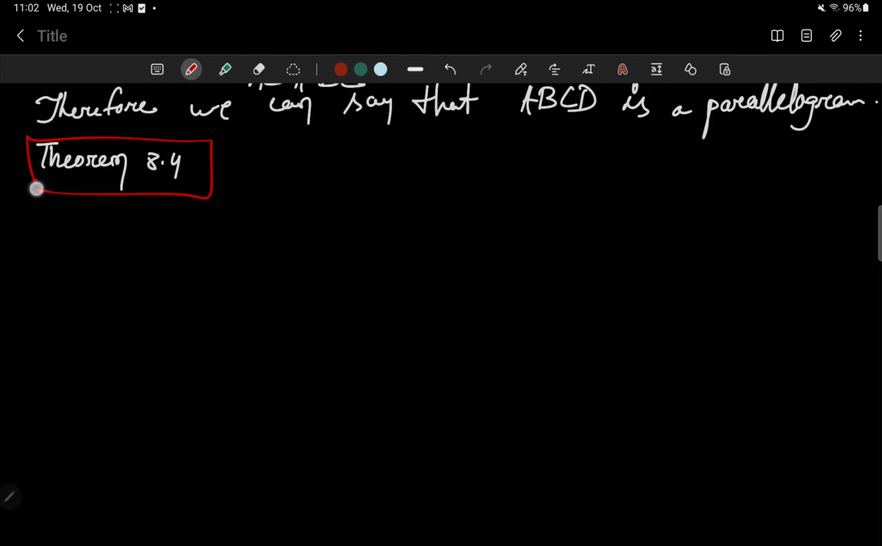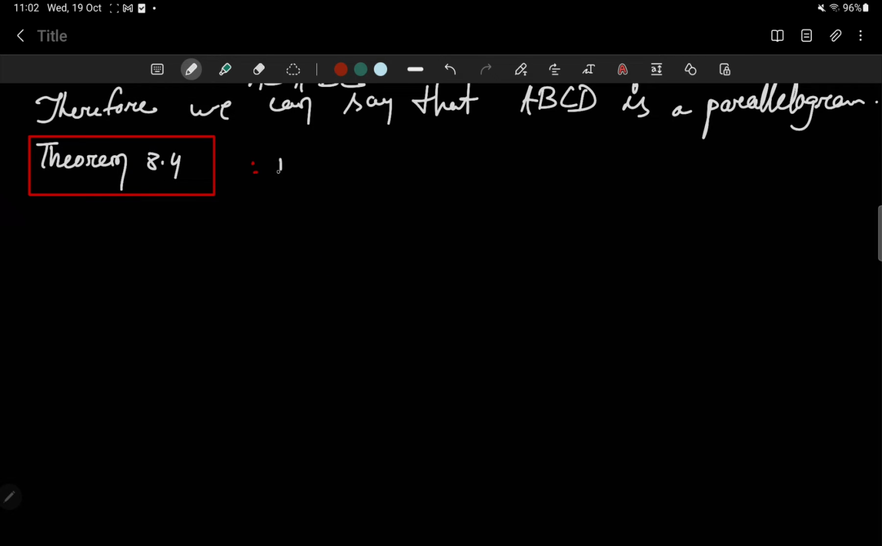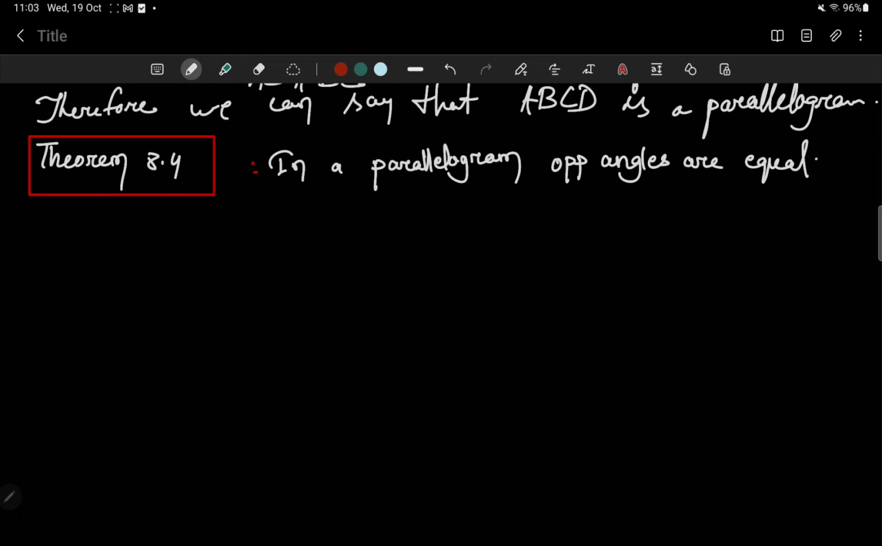So in theorem 8.4 it is given that in a parallelogram opposite angles are equal. Okay, so in a parallelogram opposite angles are equal. So here also already we know.